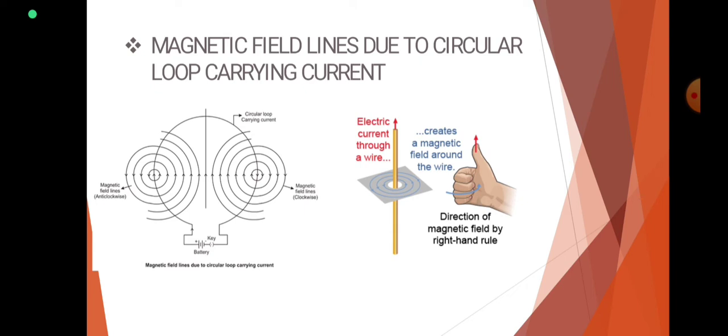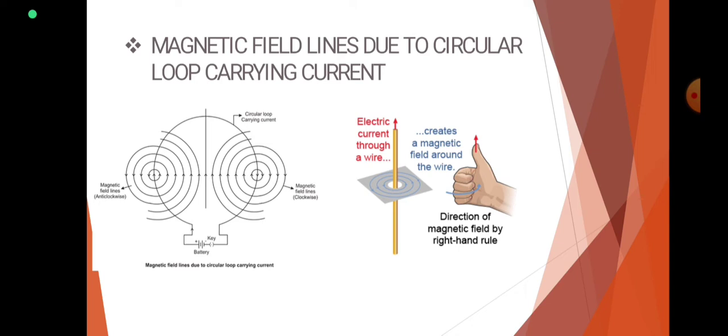As in this figure, let's see the left side figure: the magnetic field lines due to a circular loop carrying current. Here, the right hand thumb rule is used. When the current is upwards, the magnetic field lines move in an anti-clockwise direction, and when the current is downwards, the magnetic field lines move in a clockwise direction. The middle part of the magnetic field appears to be perpendicular to the circular loop when current is passed through it.